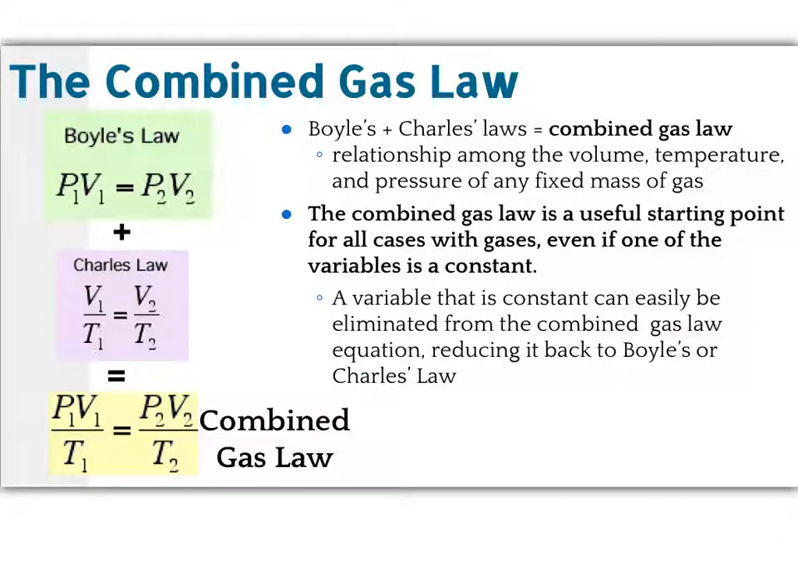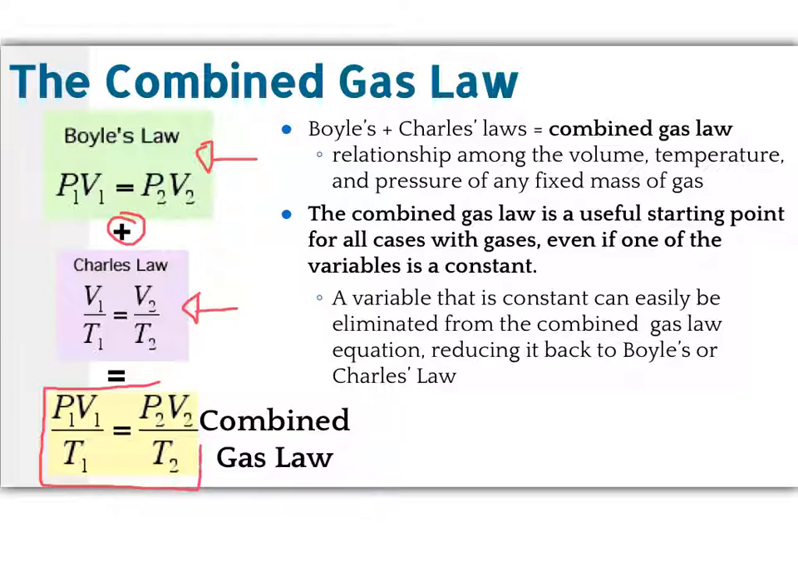We've already talked about Boyle's law, which is found in the green box, and Boyle's law is relating pressure and volume when we're talking about changes in gases. Charles' law is in the purple box, and Charles' law is relating volume and temperature. In Boyle's law, we're assuming that mass and temperature are constant. In Charles' law, we're assuming that mass and pressure are constant. And if we add Boyle's law and Charles' law together, what we get is the combined gas law.